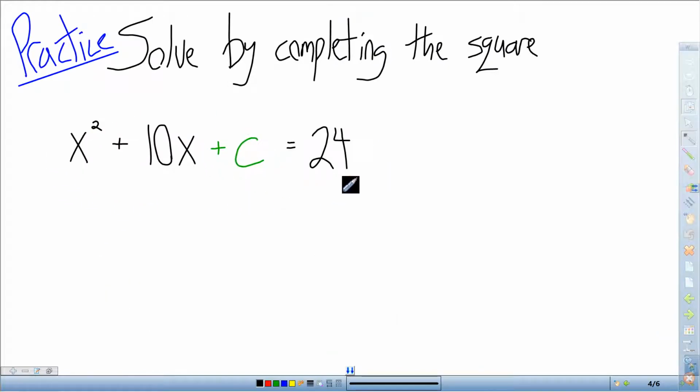First, find that new C value. Make sure you add it to both sides. And then, step number 2, step number 3. Go ahead and give it a try.